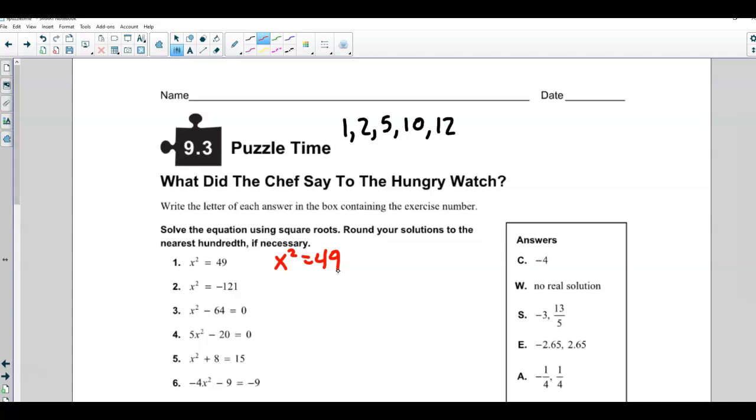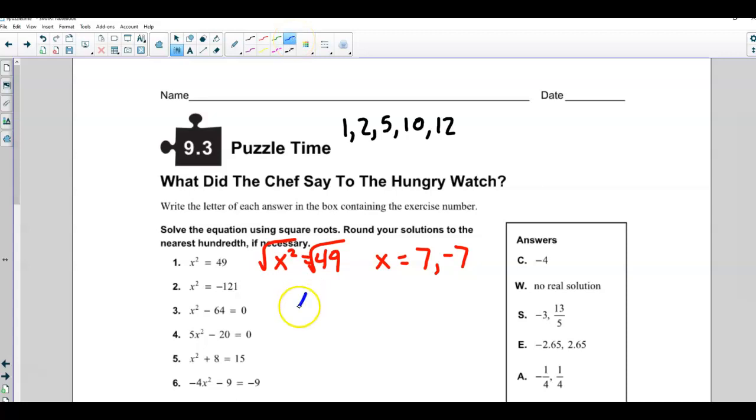So the opposite of x squared, we would need to take the square root of both sides. The square root of x squared is just x. And the square root of 49, remember, technically has two answers. So 7 times 7 is 49, and then also negative 7 times negative 7 is also 49. And that matches down with letter O.